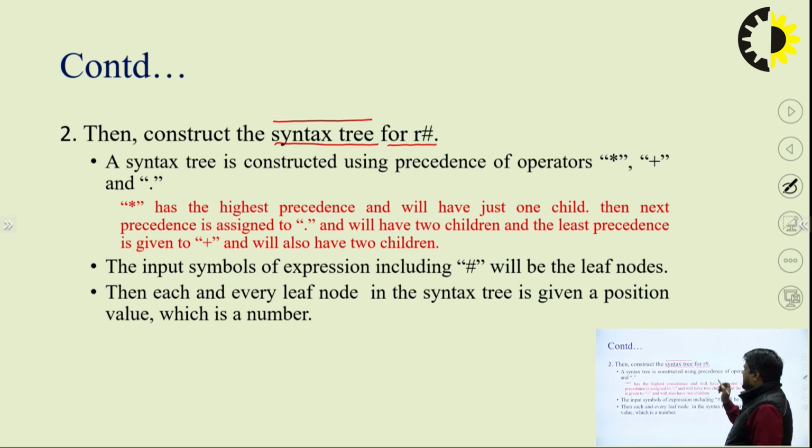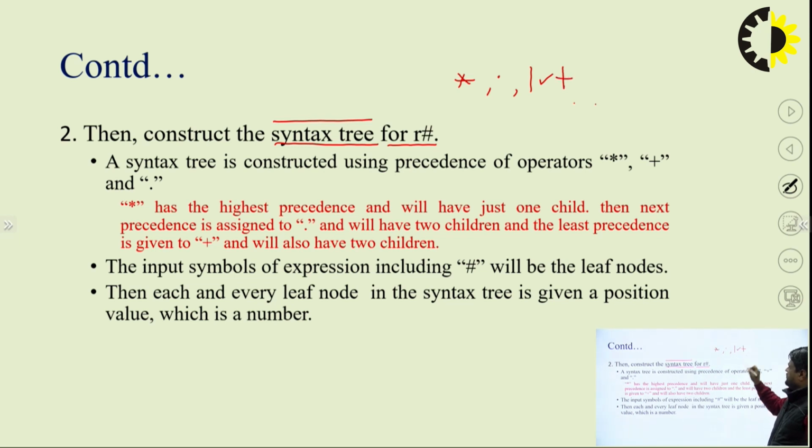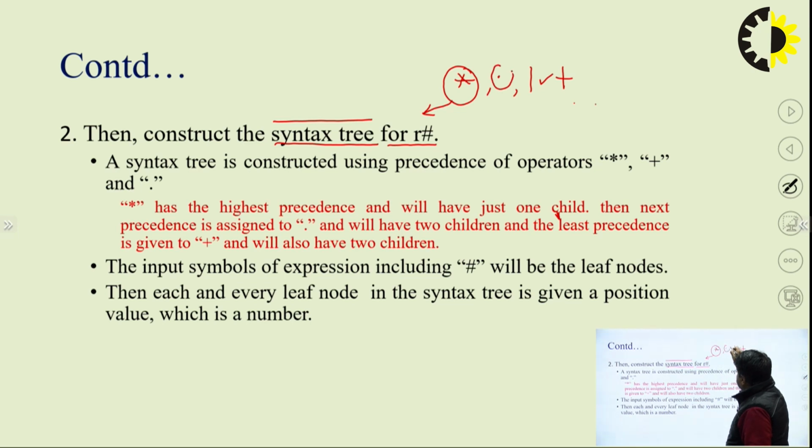In a regular expression, only three operators are allowed. The first one is the Kleene star, the second one is the concatenation, and the third one is the union, which is denoted by the slash or plus. Some authors use the plus for the union. The star has a single child and has the highest precedence. The next level of precedence is given to the concatenation.